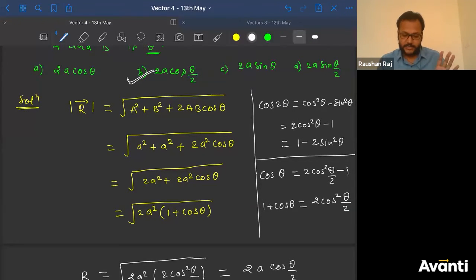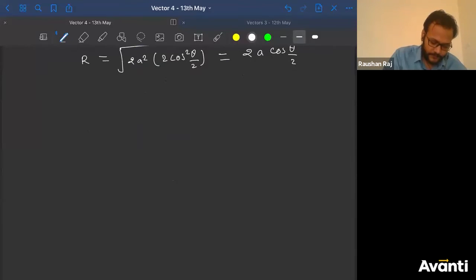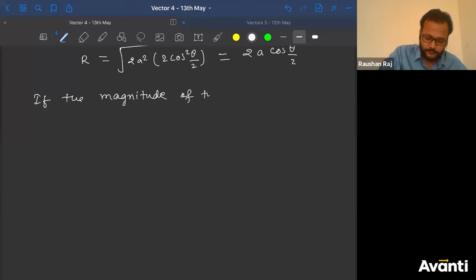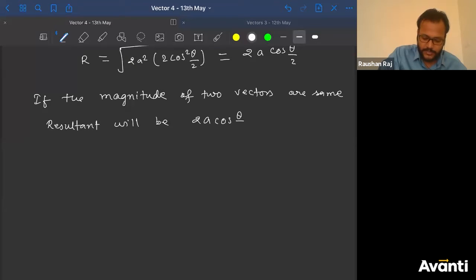To remember, this is the kind of question, but you need to remember this: if the magnitudes of two vectors are the same, the resultant will be 2a cos theta by 2. What is small a? The magnitude of the individual vector. What is theta? The angle between both the vectors. So you have to remember this. Okay, that is done.